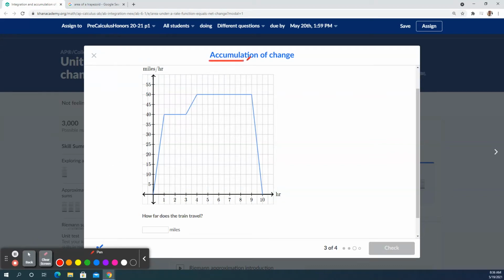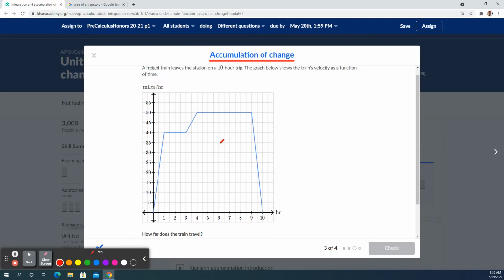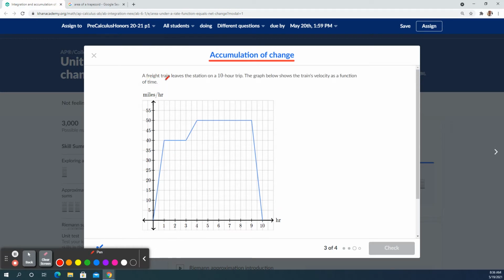We are doing accumulation of change. Basically what this is saying, let's go ahead and look at the problem first. A freight train leaves the station on a 10-hour trip. The graph below shows the train's velocity as a function of time.